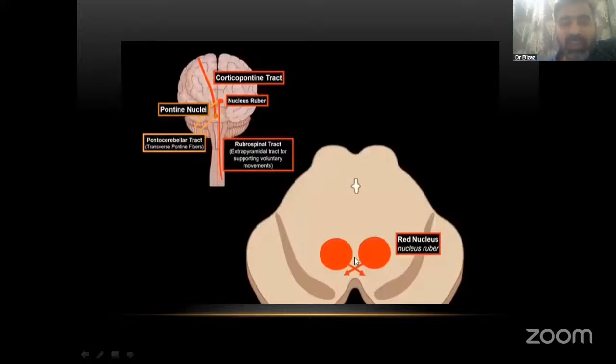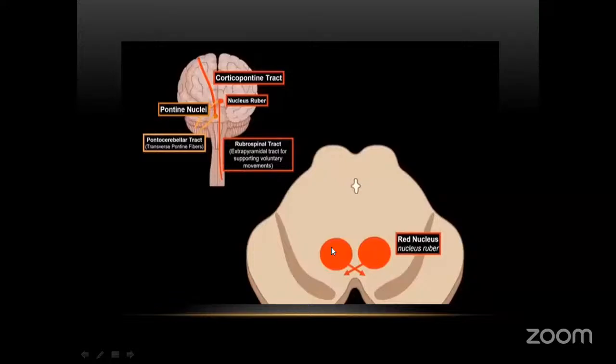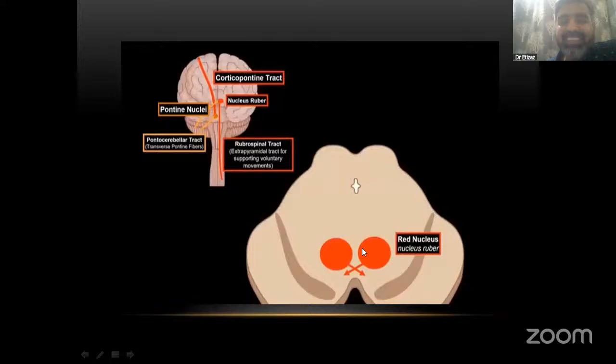Okay, let's discuss the nuclei of the gray matter. This is the first nucleus that we can see. This is the red nucleus. Red nucleus is present in the midbrain. Yes, it gives the rubrospinal tract. You are right, Dr. Mustafa. It has great importance. Actually, the rubrospinal tract is not an isolated tract. It is a part of the corticopontine tract.